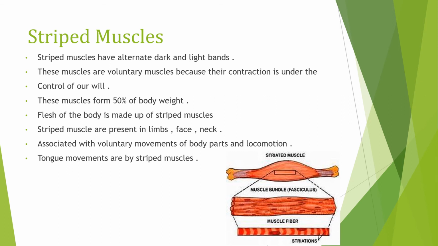These muscles form 50% of our body weight. Flesh of the body is made up of these striated muscles. Striated muscles are present in limbs, face and neck. They are associated with voluntary movements of the body parts. They are responsible for locomotion, and the tongue movements are especially by the striated muscles.